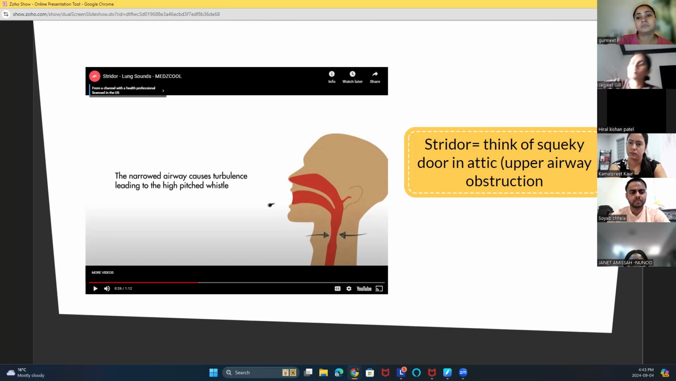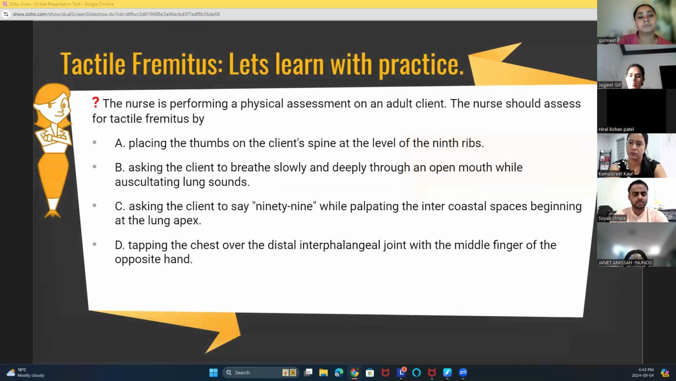Okay. Now, the last part of assessment: we discussed inspection, and auscultation is the main one. Now let's talk about something with touch. We call it tactile fremitus. So students, let's learn this term by doing this question. The nurse is performing a physical assessment on an adult client. The nurse should assess tactile fremitus by what? Read the options. Try to have a guess.